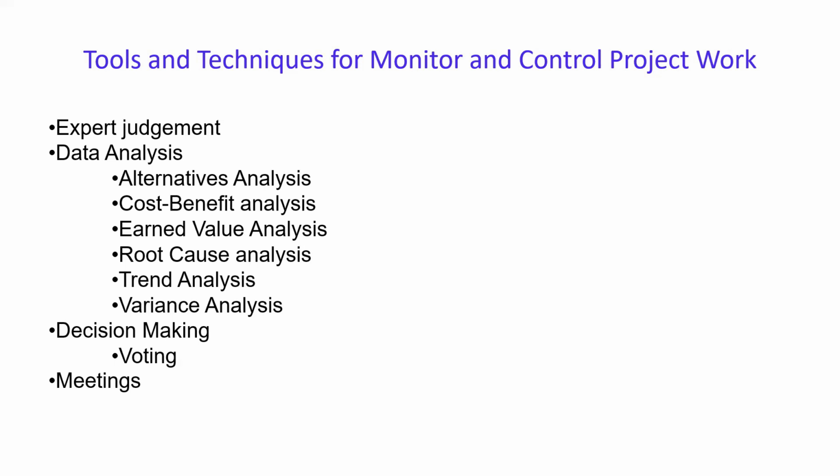Root cause analysis. You do the Ishikawa diagram, fishbone diagram, try the 5 Whys diagram. You do the root cause analysis. Trend analysis. You look for trends in the work that's getting done. You look for the S curve. That's the trend analysis. We also use decision making or voting techniques to see whether you need to take corrective action or not, and there will be meetings for all these things to be done. So these are the tools and techniques to monitor and control project work.